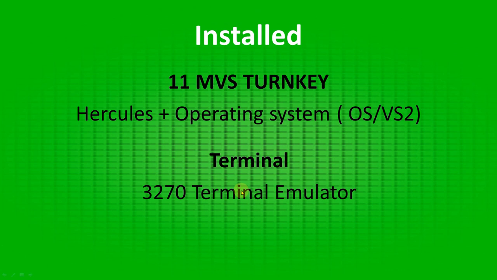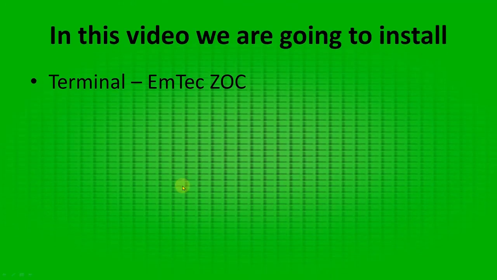So in this video, I am going to replace that terminal and install another terminal, that is the EmTec ZOC terminal. There are many more terminals, like you can install Mocha, Vista, Iricon. Some are paid and some are free of cost. If you use Mocha or Vista, it is free of cost for 1 month only. After the trial version ends, you will have to pay for it. So in this video, we are going to install only the terminal, and I am going to explain how we can connect the terminal to the Hercules mainframe.